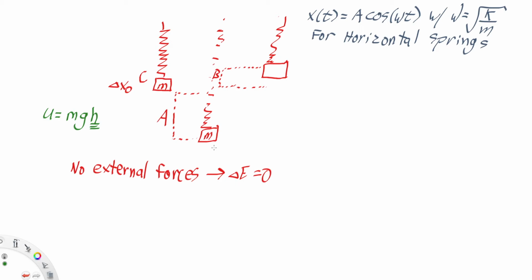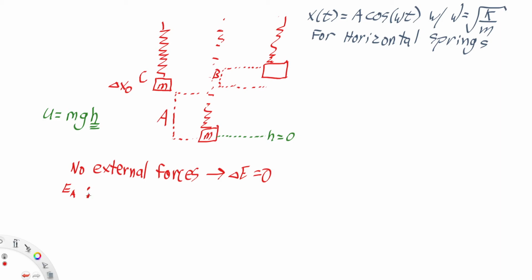So there's 3 different logical choices here. We could choose A, B, or C to have 0 height. But I'm going to choose A for this initial discussion. So this is the point at which height is 0. So now let's write down what the energy is at these different points.